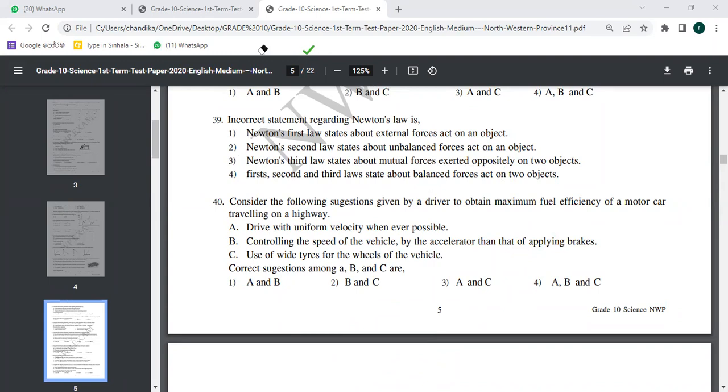Tough means the responses are very close. So you have to select the most incorrect answer. What is the most incorrect answer?